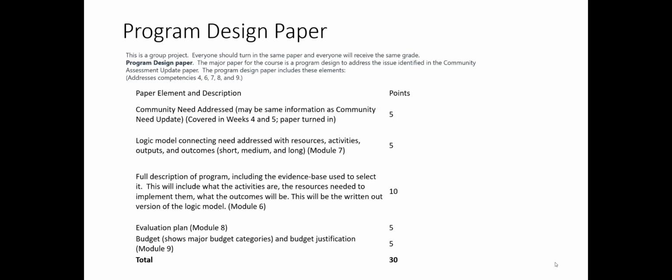Then we have the next element, which is the evaluation plan. We'll look at evaluation planning in Module 8. Hint, it's very closely connected to the logic model. So that's why we want to get a really good logic model back there in Module 7. You'll also be expected to have a budget showing the major budget categories with a budget justification. That's worth 5 points, and we'll find that material in Module 9.